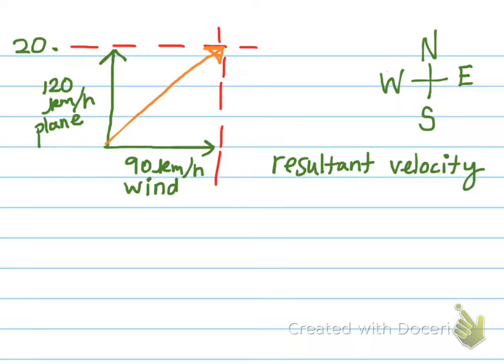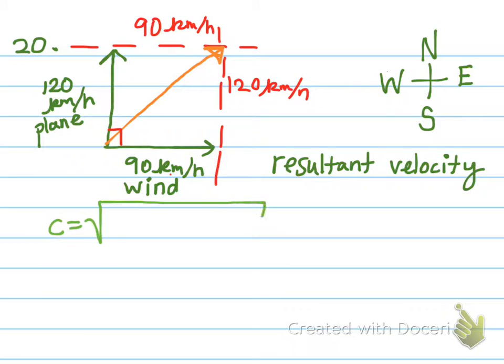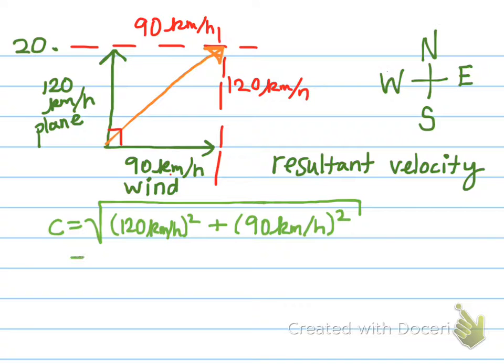Notice again, this is the same length here, so this is 90 kilometers per hour. This is 120 kilometers per hour. And this is that right triangle. So I can use my Pythagorean theorem to figure this out. I want my C, which is the square root of 120 kilometers per hour squared plus the 90 kilometers per hour squared. And then I'm going to take the square root of that.